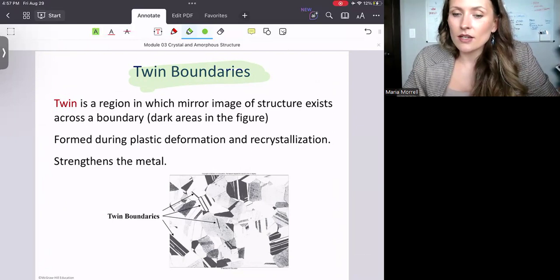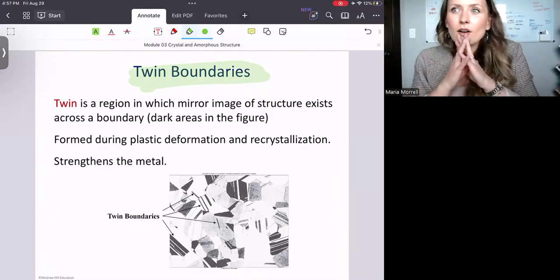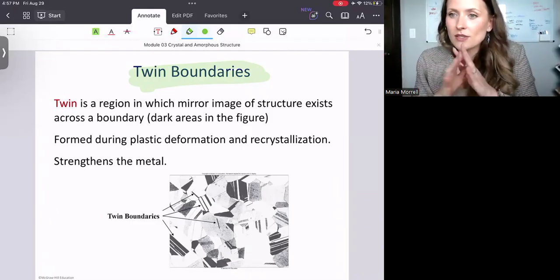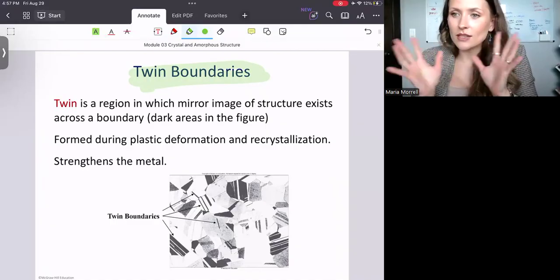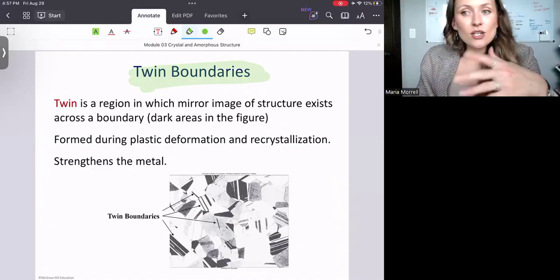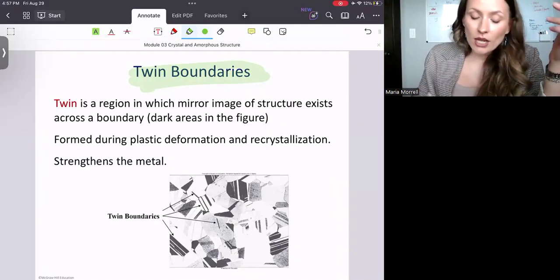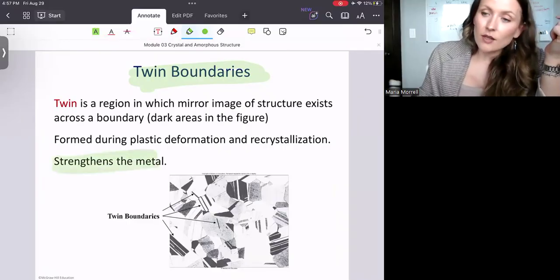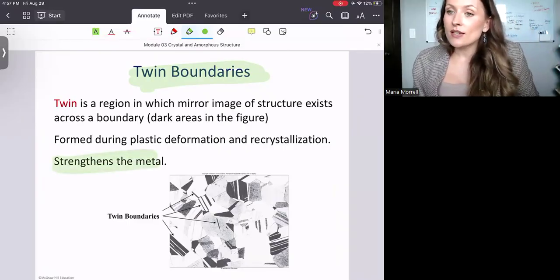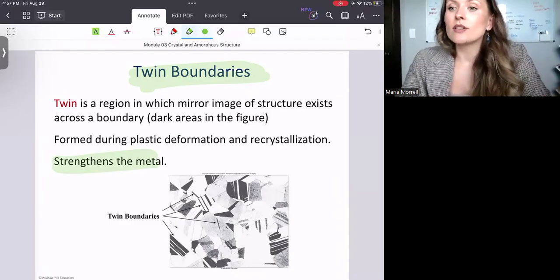I've synthesized several materials that did show these twin boundaries. It's very unique when you see it under the microscope. It's almost like a magic moment, because nature is very, very perfect. But just like grain boundaries, they're going to play the same role. They will strengthen the metal. With this, we conclude our learning module number 3.